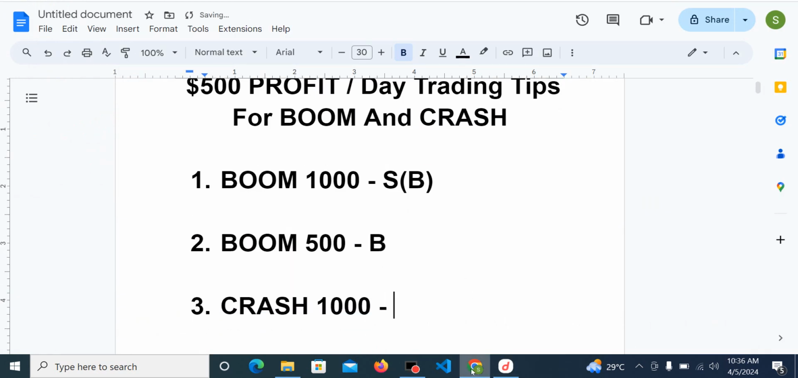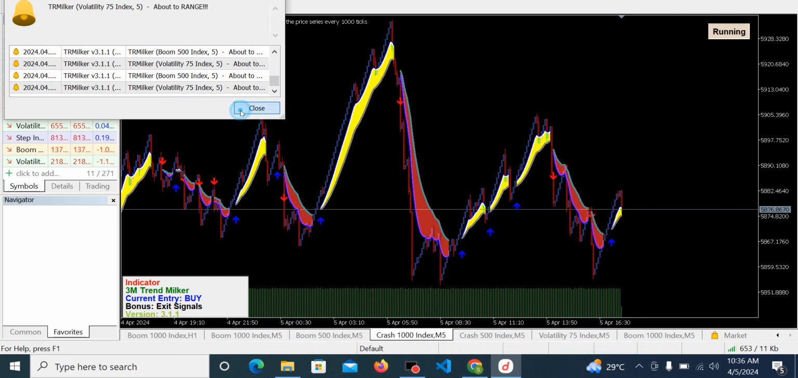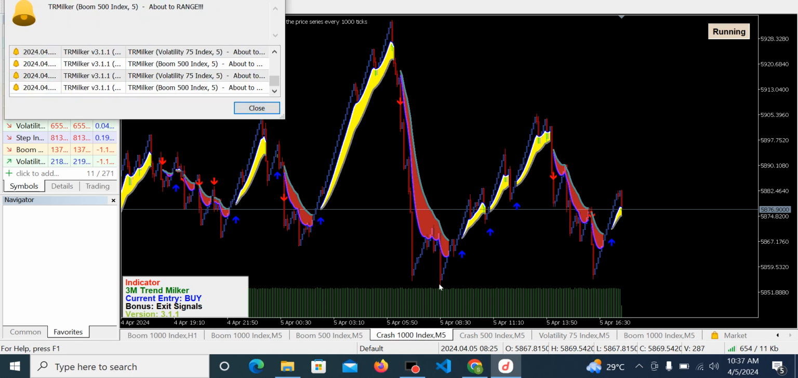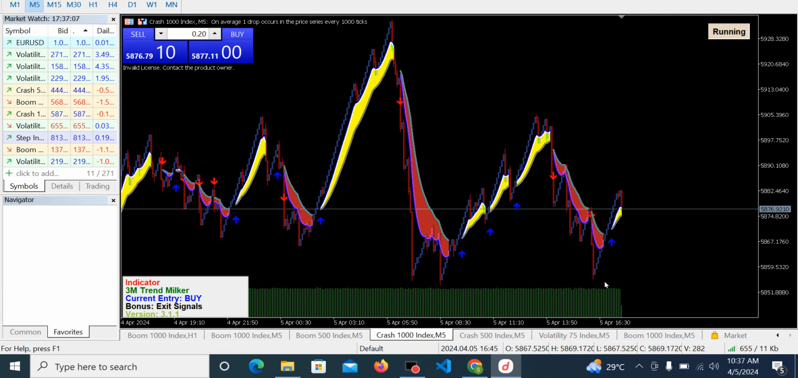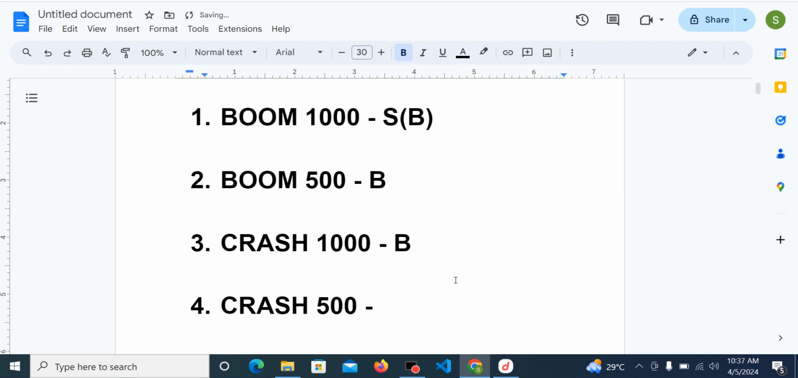Okay, the next asset is going to be Crash 1000. Let's check it out right away. This is Crash 1000. Right from this resistance zone, it sold till it got to this support zone, had a pullback to buy till it got to this resistance zone. So it was unable to go further. It came down again to the same support zone. It was unable to break out below it. So right now it is going back into a buy trend. This will be buying more, most especially because it's coming from the support zone.